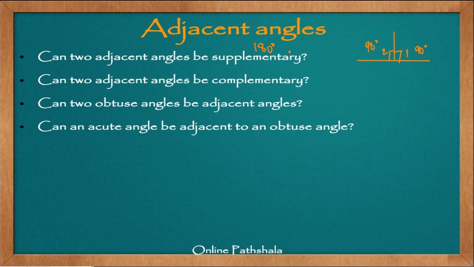Can two adjacent angles be complementary? It follows on the similar reasoning that we used for the first question. So let us first make a 90 degree angle. Now what I need to do is just to find a line segment somewhere here. So if we have this line segment, you can see that there are two adjacent angles which we have formed here. Okay, this is angle 1 and this is angle 2.